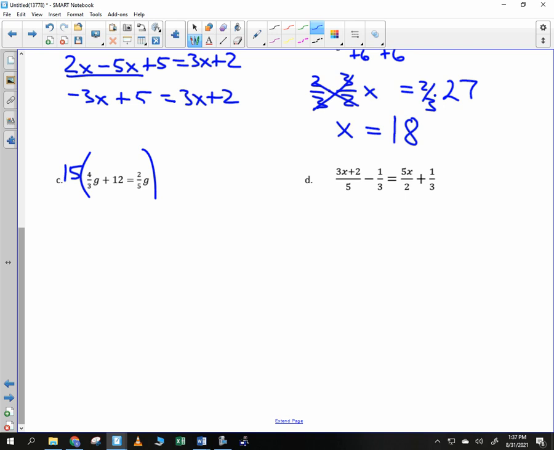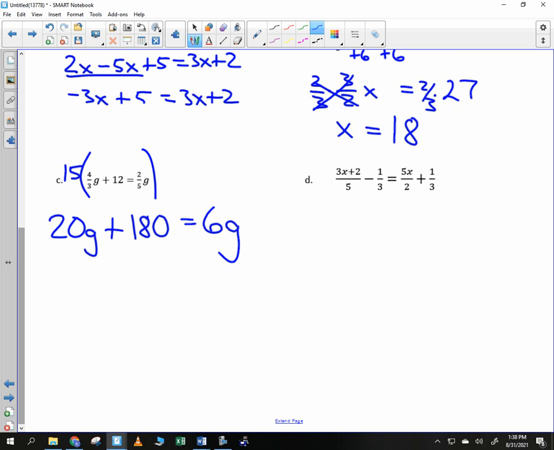As I multiply through by 15, Sid, this was your question. Remember, divide by the denominator, multiply by the numerator. 15 divided by 3 is? 5. Times 4 is? So you have 20g plus 15 times 12. Wait, why are you doing 15 times 12? Okay, never mind, because you're distributing. Yep. So 15 times 12 is 180. Now 15 times 2/5. So 15 divided by 5 is? 3. Times 2 is? Good.